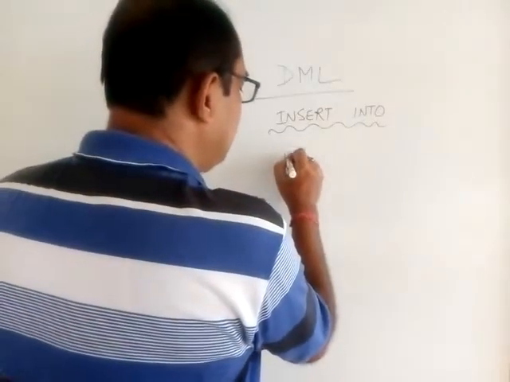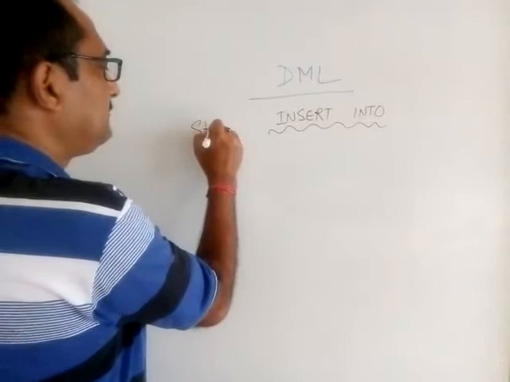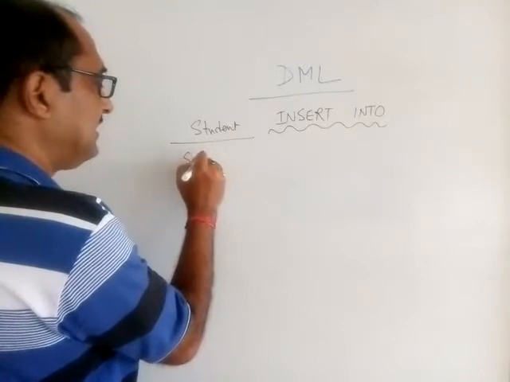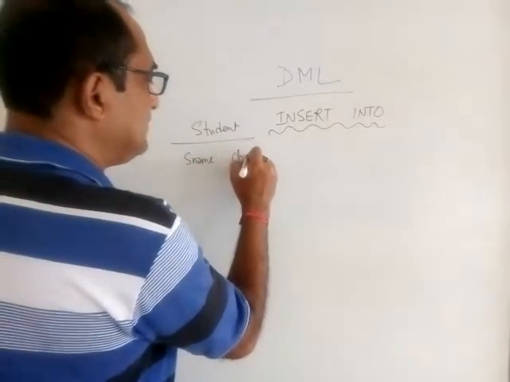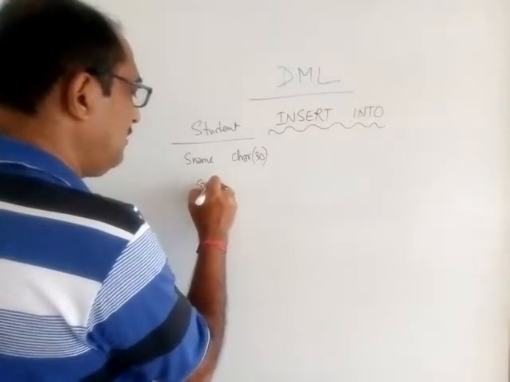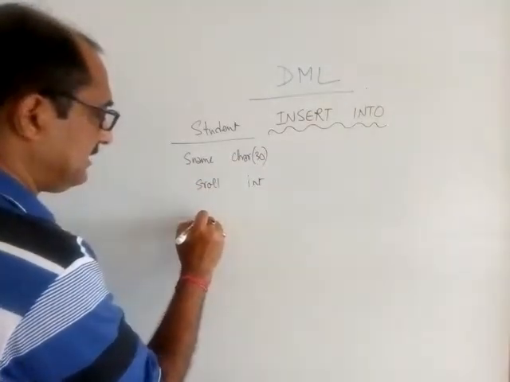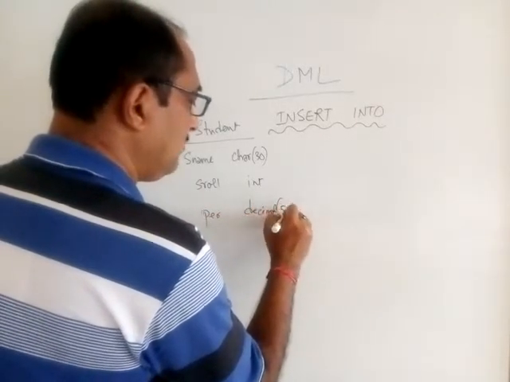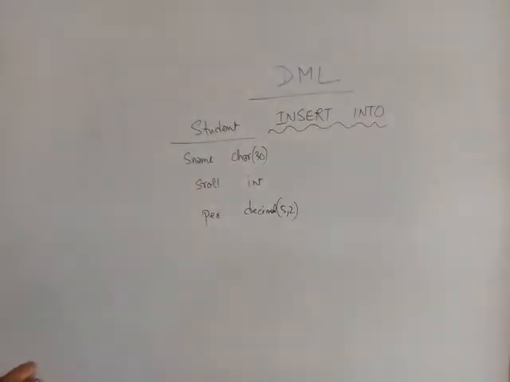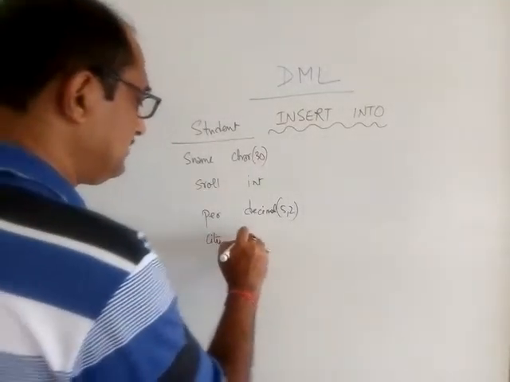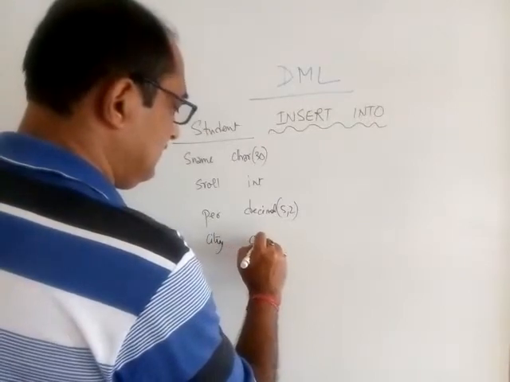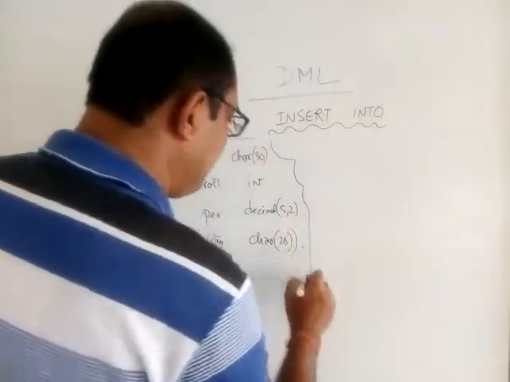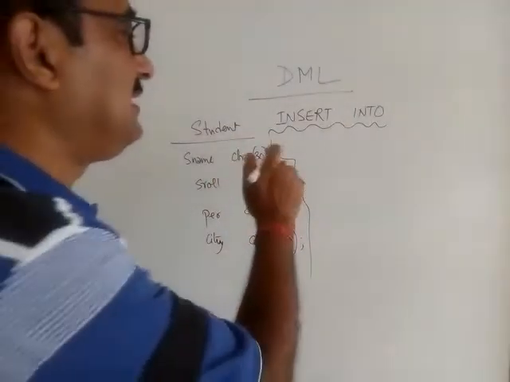Now what will happen? Insert into, you have done that in class 11. Supposing there is a table called student, and the student table had basically S name, say character 30, S roll, say integer, and percentage as a decimal. And there was a city also, say character 20. This was the table. Whether the primary key was there or not, that is not the point.